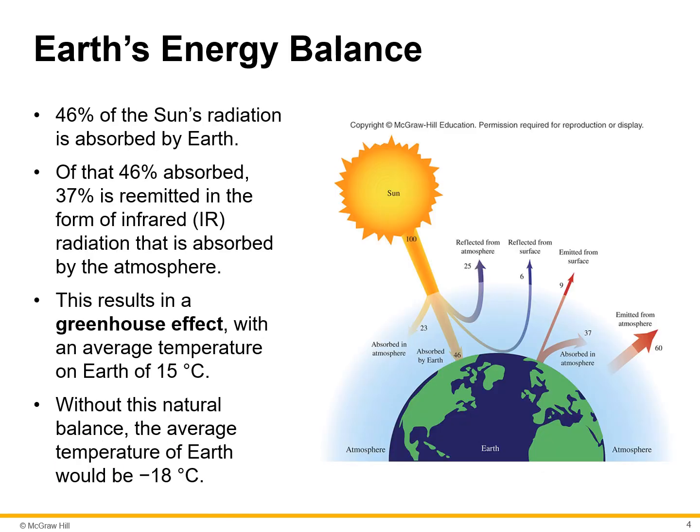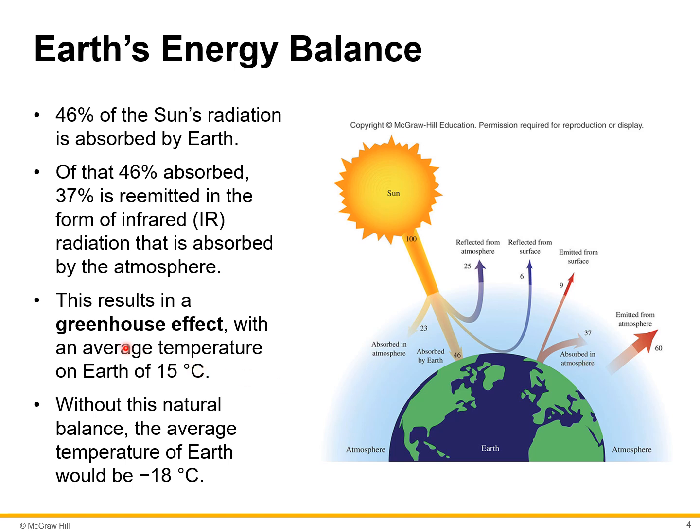So we'll move off significant figures and just touch a little bit on the Earth and its temperature, and we'll move into that later as well. Here we have 46% of the sun's radiation absorbed by the Earth. There's a nice figure here. So 46% is absorbed by the Earth, and 37% of it is re-emitted in the form of IR into the atmosphere.